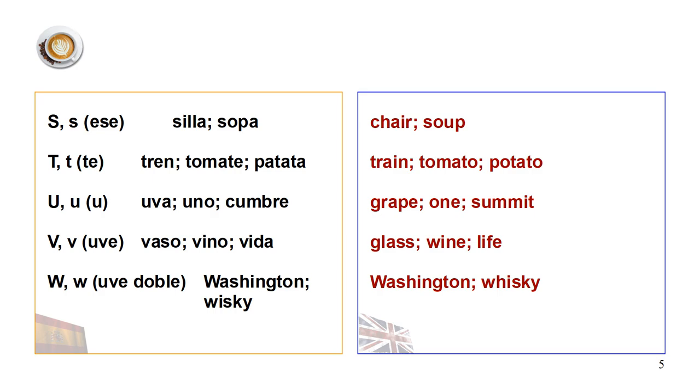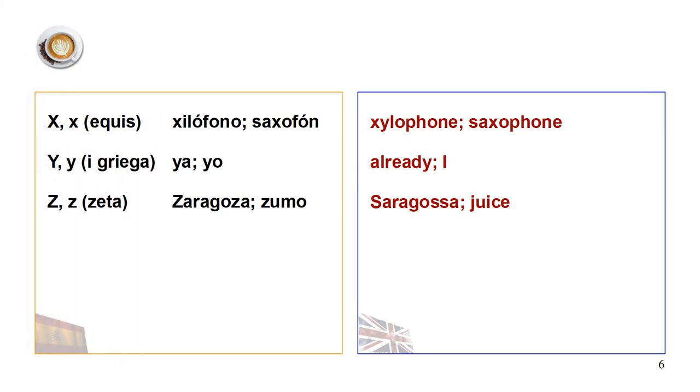W. This letter happens very seldom in the Spanish language, and it almost always comes from foreign words, especially from English precisely. So it imitates the English pronunciation in words like Washington or whiskey. But as I say, it's not very often that we are going to find it. X, xilófono, xylophone, saxofón, saxophone.